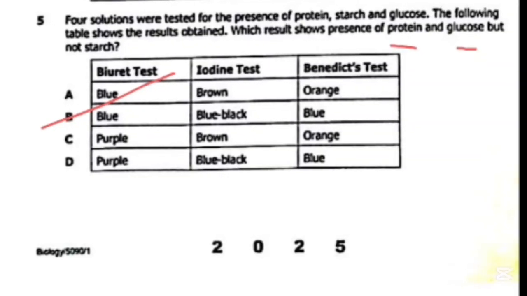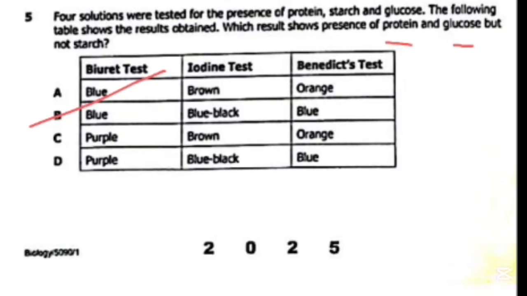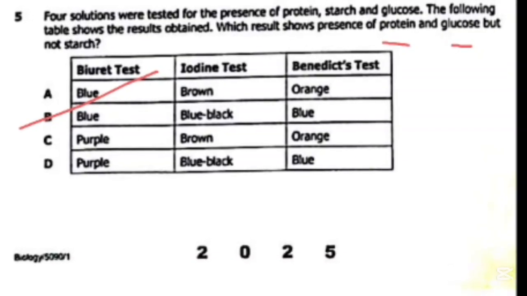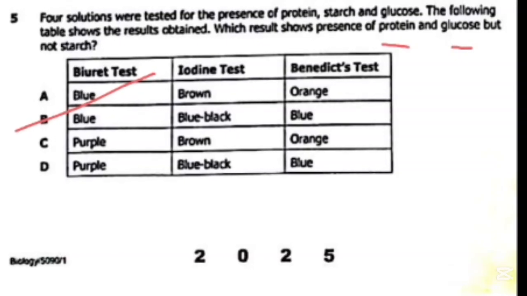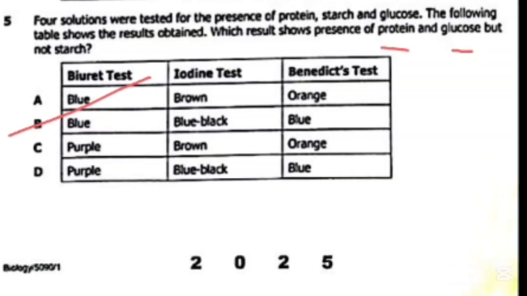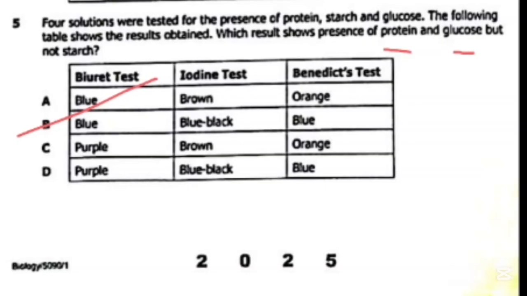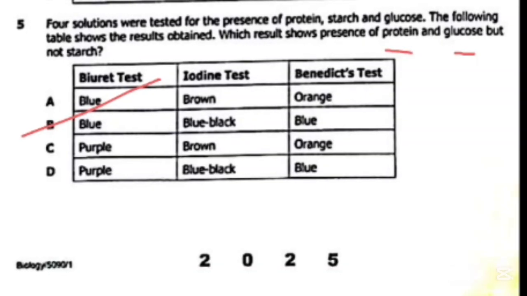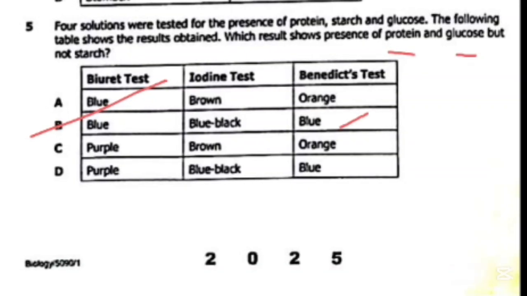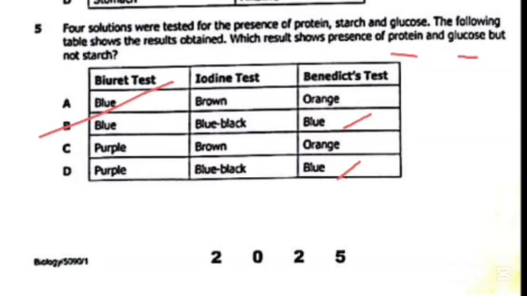Which one is correct? You go on now to glucose. Glucose is measured by the Benedict test. For us to know that there is glucose, the Benedict test has to turn orange. If the Benedict test turns orange, meaning there is the presence of glucose. If it remains blue, meaning the glucose is absent. So we have to cancel where there is blue and blue. If we have cancelled blue and blue, we are remaining with C, which is our answer.